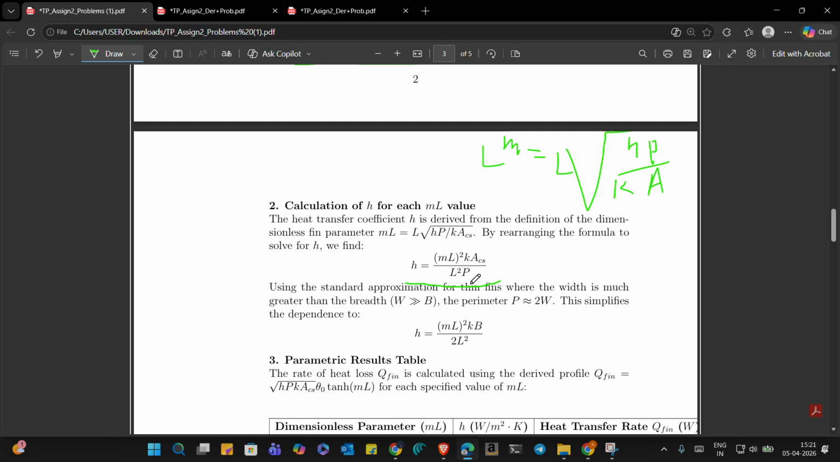So using this sort of approximation, we are going to have this relationship over here. Here we are assuming that the width of the fin is much higher than the breadth of the fin. Thus our perimeter value reduces to 2W instead of 2W plus 2B, which is the general value. Our B is too small, so we're going to neglect this term and just write 2W. After doing this approximation, we reduce to this equation.